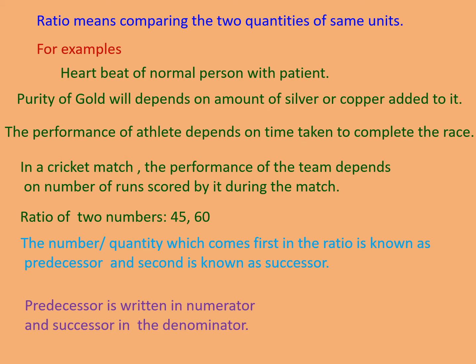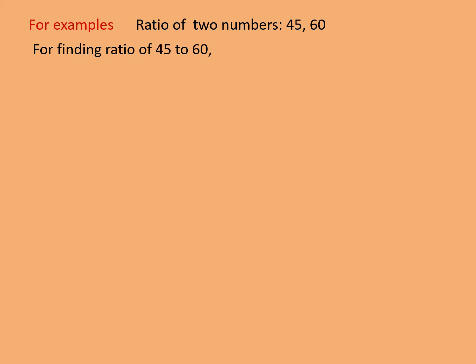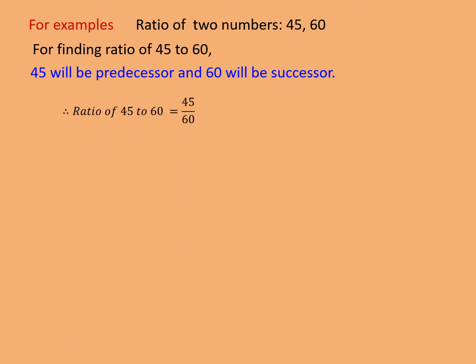And also we say that the predecessor is written in the numerator and the successor is written in the denominator, as you have seen in normal fractions. For example, if we have the ratio of two numbers, it could be anything, 45 to 60 or 60 to 45, because they have not defined anything as predecessor or successor. If they ask you to find the ratio of 45 to 60, then the predecessor will be 45 and the successor will be 60, which can be written in ratio form as 45 upon 60.